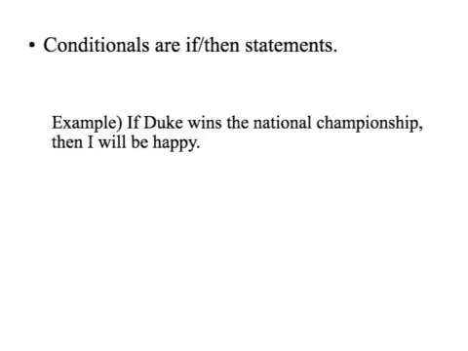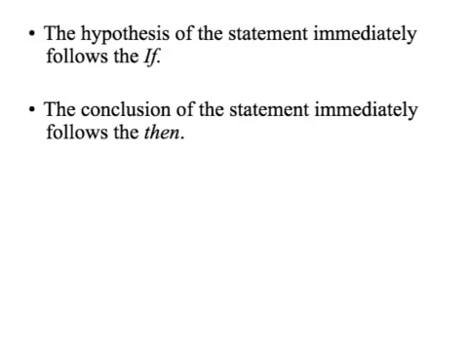So for example, if Duke wins the national championship, then I will be happy. Each conditional has two parts to it. The first is the hypothesis, and that is what immediately follows the if in the statement, from the if to the comma. And then the second part is the conclusion, and that is from the word then, what follows the word then, to the end of the sentence. So your hypothesis is first, if something happens is your hypothesis, the conclusion is after the then, this is true.